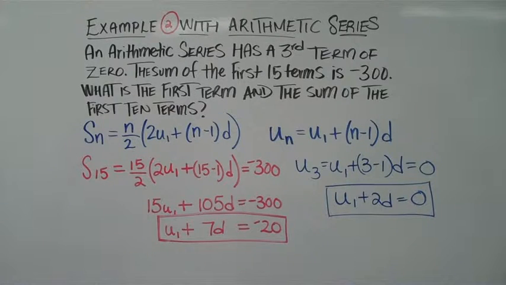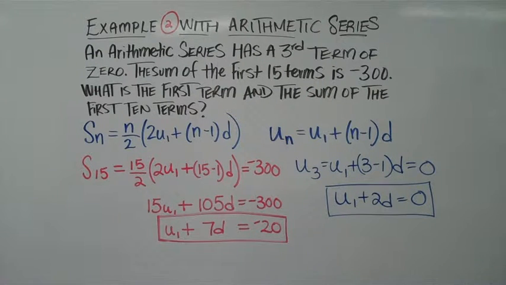Here's an example of an arithmetic series. It says straight up to you, an arithmetic series has a third term of 0. The sum of the first 15 terms is negative 300. What is the first term and the sum of the first 10 terms?